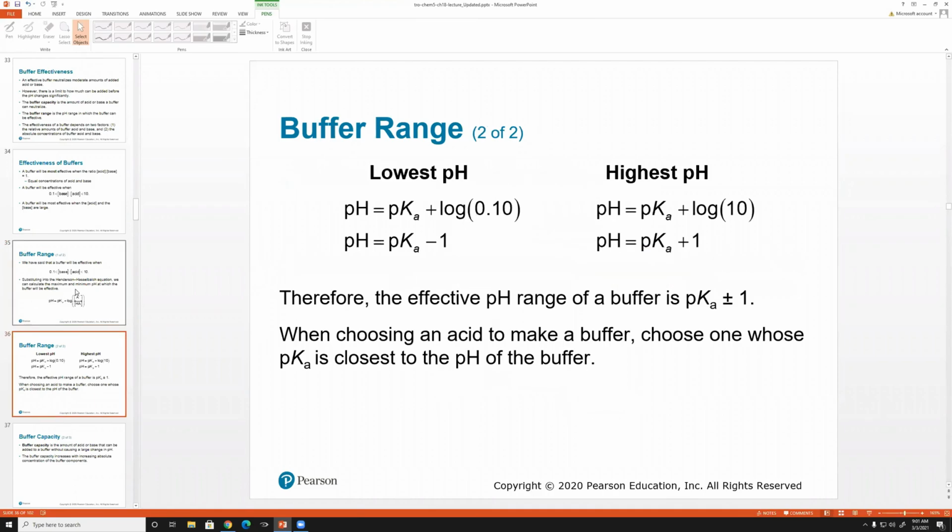Therefore, we could say the buffer range is, the lowest pH of a buffer is pH equals the pKa minus 1. And the highest pH possible is the pKa plus 1. So the effective range of any buffer, we can say, is the pKa of that weak acid plus or minus 1. That's the range. So that's very important.